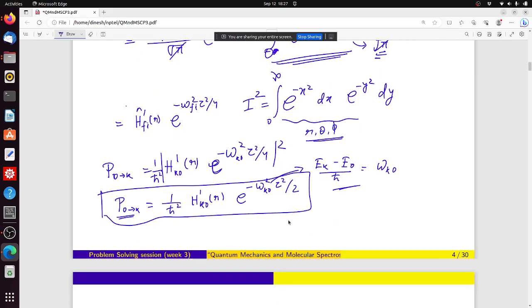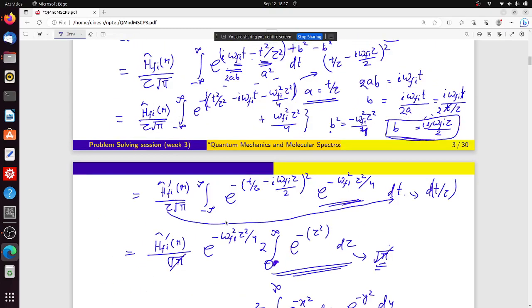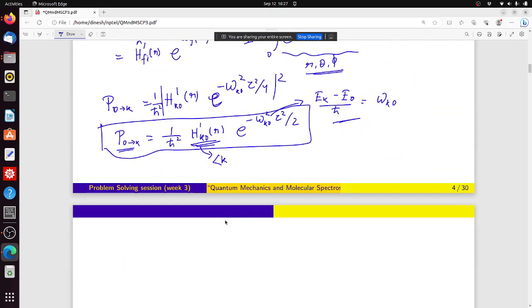So our probability of transition depends on this angular frequency, which is the energy difference between the initial and final state, and actually we don't know the wave function, so we denoted this as k h of r 0. So we have denoted this as this one. So this is the final answer.